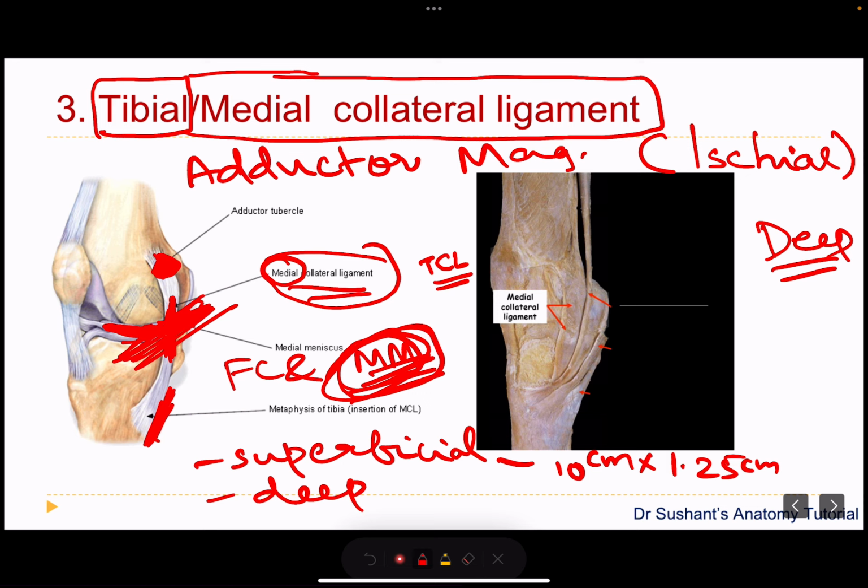So when the tibial collateral ligament is torn, it is usually associated with the tearing of the medial meniscus, and the reason for this is that the tibial collateral ligament is attached to the medial meniscus, unlike the fibular collateral ligament, which is the lateral collateral ligament of the knee joint and is not attached to the lateral meniscus. So there's a basic difference between the attachments of the medial and the lateral collateral ligaments of the knee joint. Remember, the medial collateral ligament, or the tibial collateral ligament, is firmly attached to the medial meniscus, whereas the lateral collateral ligament is not attached to the popliteus tendon. So that's the medial collateral ligament.